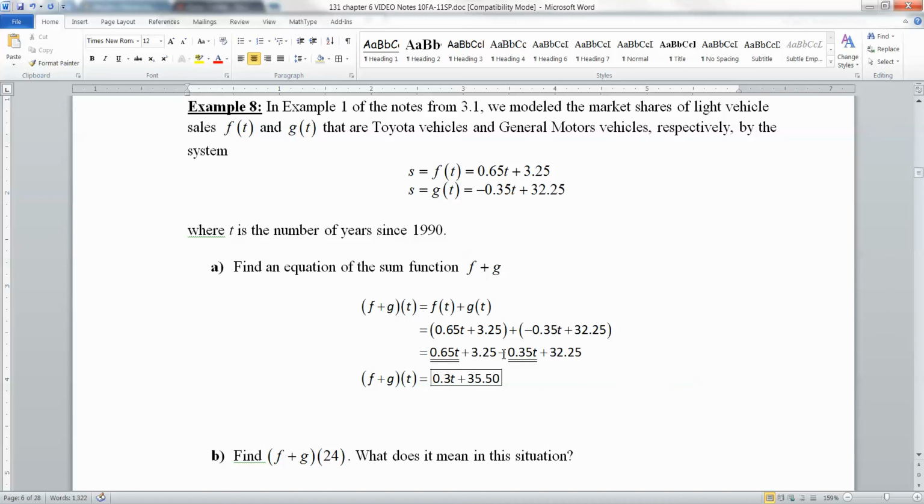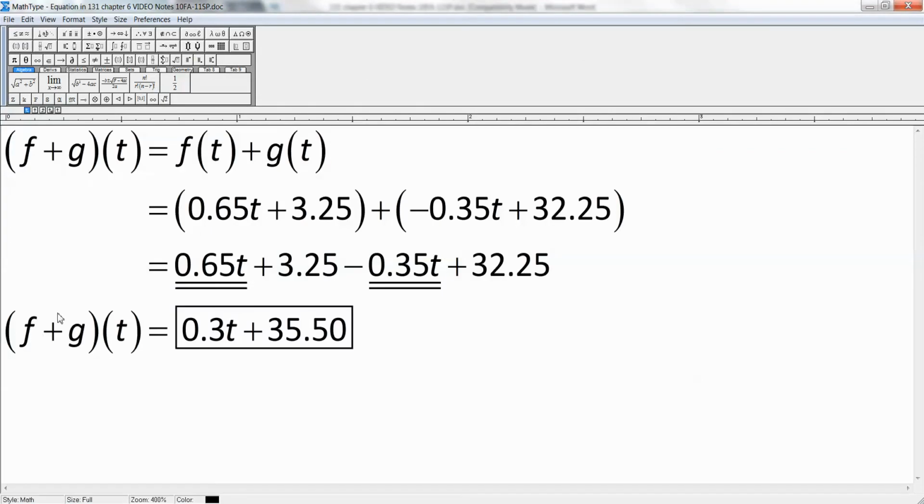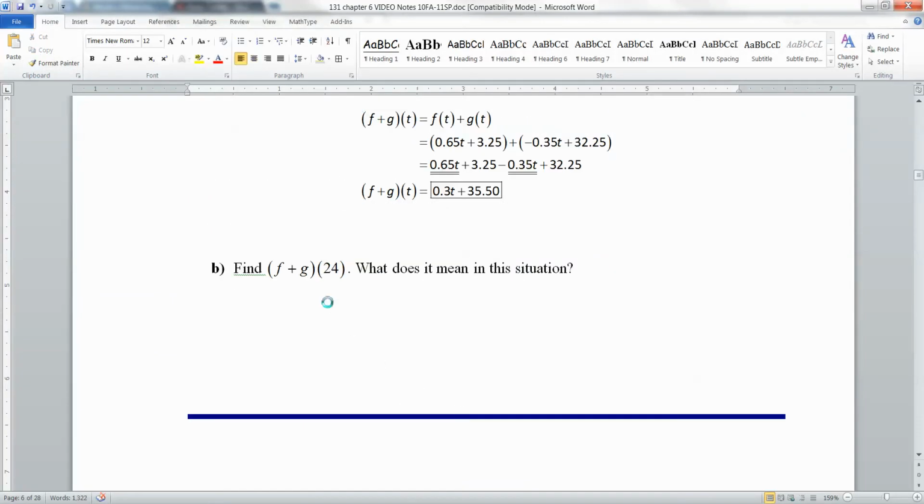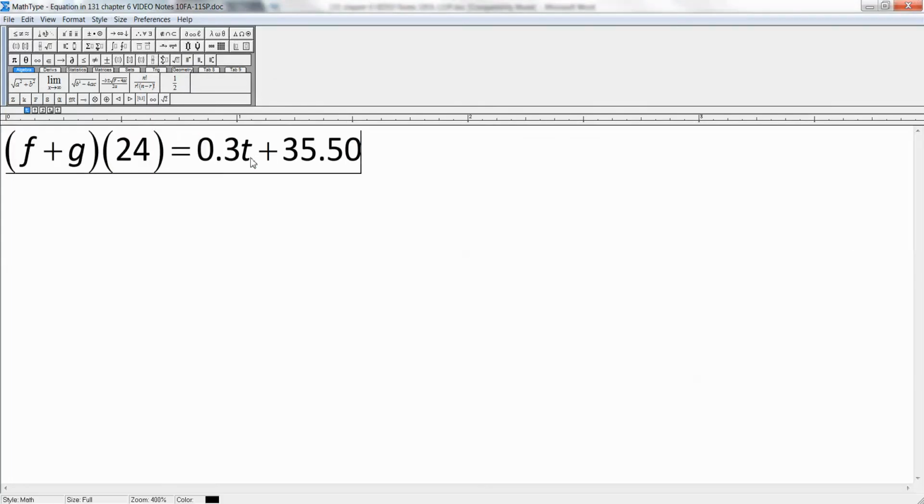Okay, so now when you add them up, f plus g of 24, what does it mean in the situation? Okay, so you're going to take the function you just had, which is right here, 0.3t plus 35.5, and you're going to put 24 into it. So you want f plus g of 24. So instead of 0.3t, you're going to have 0.3 of 24, not multiplying by 24, it's of 24. So that's equal to 0.3 times 24.